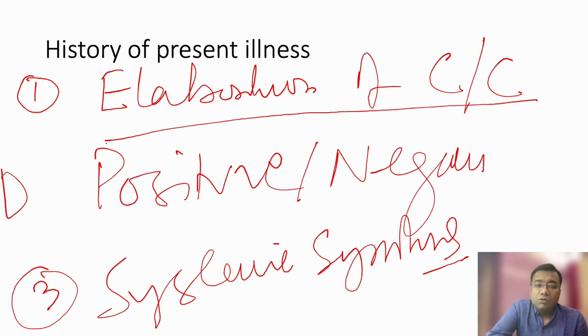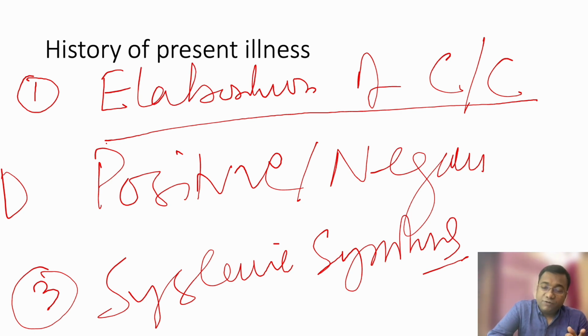Here you ask leading questions like whether you have any respiratory distress, shortness of breath, any hemoptysis or not, is there any history of sudden unconsciousness, severe headache, vomiting, is there any history of pain abdomen, is there any history of yellowish discoloration, is there any history of urinary problems, hematuria, etc. So history of present illness means elaboration of chief complaints.